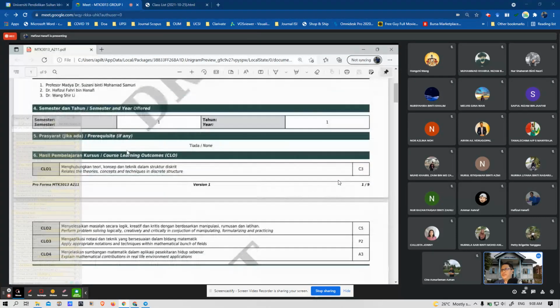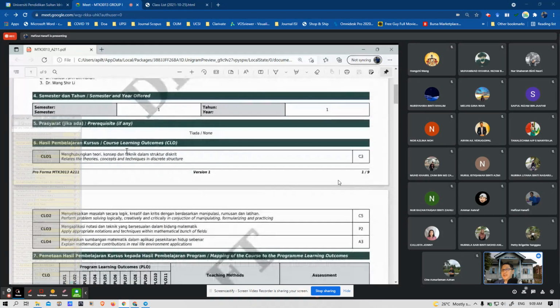We have a 4-0, which means we should have 4 assessments. The first is to define and discuss the theory, concepts and techniques in discrete structures. Secondly is to perform problem solving, which is basically the group assessment. Then apply appropriate notation and explain mathematical contribution.